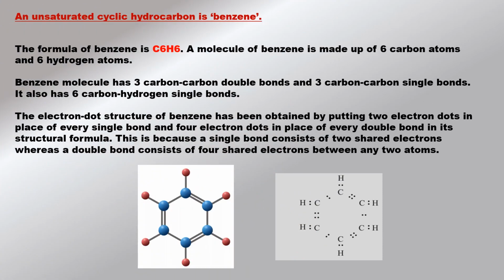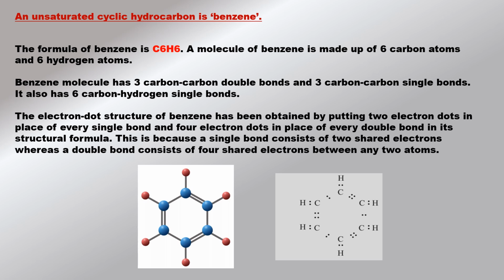An unsaturated cyclic hydrocarbon is benzene. The formula of benzene is C6H6. A molecule of benzene is made up of 6 carbon atoms and 6 hydrogen atoms. We can see from the structure that a benzene molecule has 3 carbon-carbon double bonds and 3 carbon-carbon single bonds. It also has 6 carbon-hydrogen single bonds.